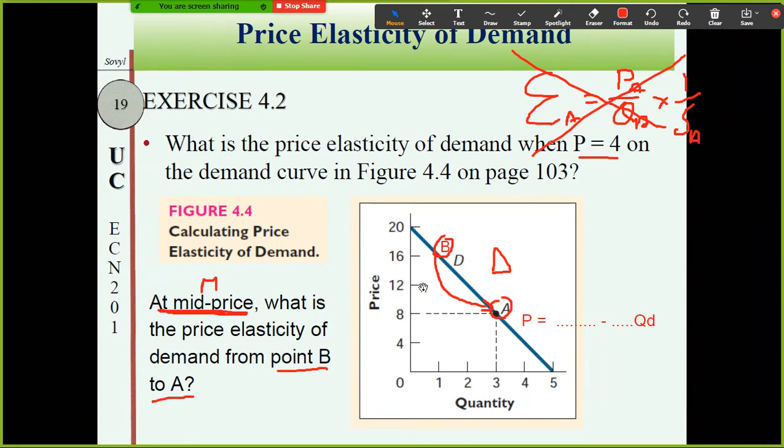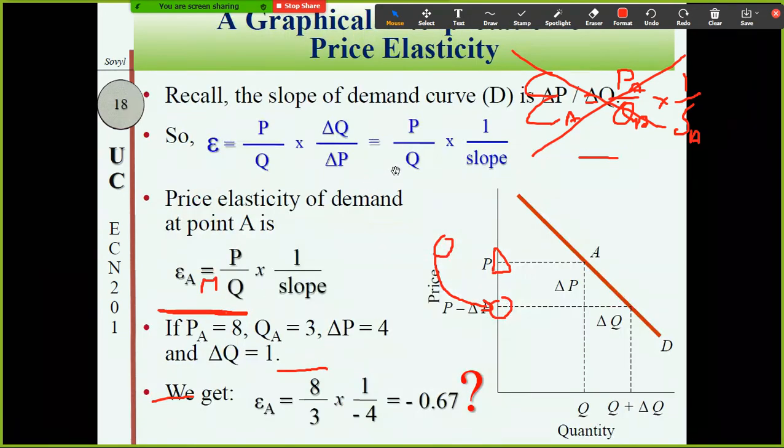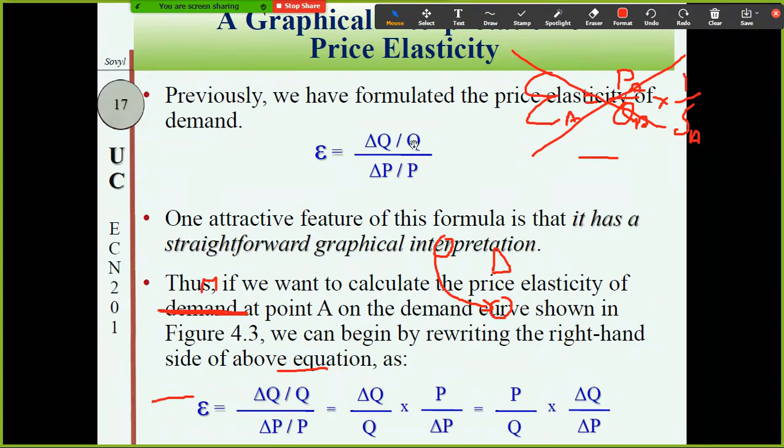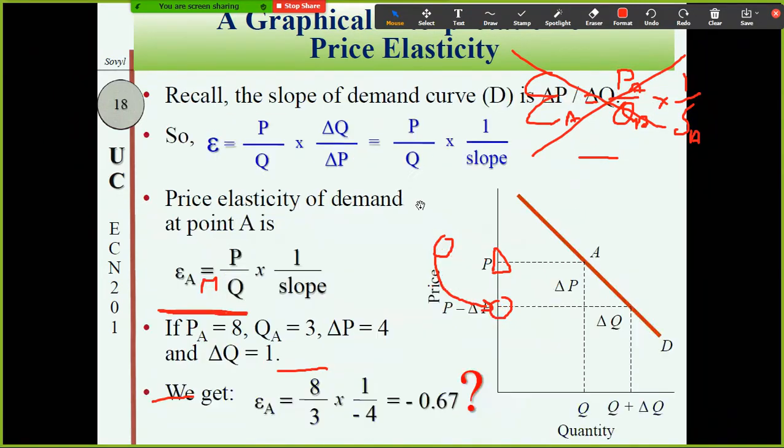Use the change. But how about Q here? Q here, beginning Q or ending Q? No, it's about Q and P here, it is the middle Q, middle P.